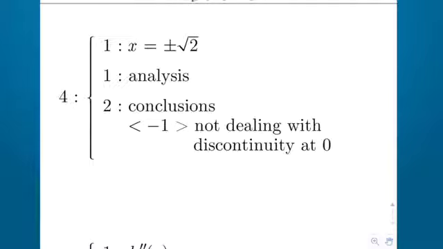And then the 1 point for the analysis would come from the justification, since h prime changes from negative to positive at each of those values. So remember, for the first derivative test, you have to talk about a sign change in the first derivative. And you don't use pronouns, right? You don't say it changes signs, you say h prime changes signs.